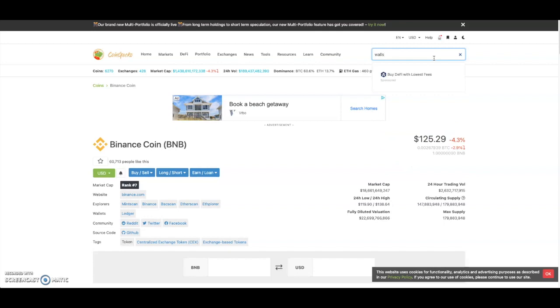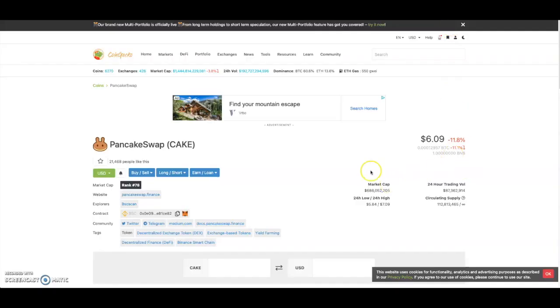Wall Street. Oh no, it didn't even come out here yet. But there are a few coins on the Binance chain that are doing very well. You got your PancakeSwap, which is doing amazing, guys. As you can see, the market cap is just growing. And I do believe it's going to take a lot more share from Uniswap.